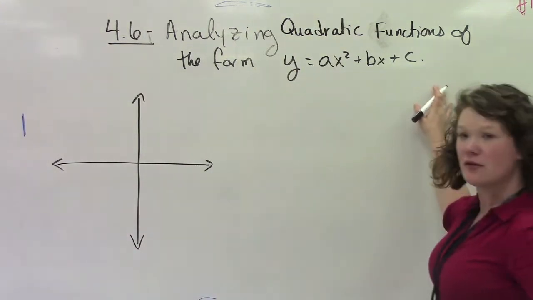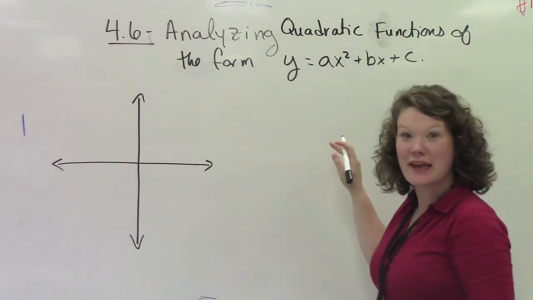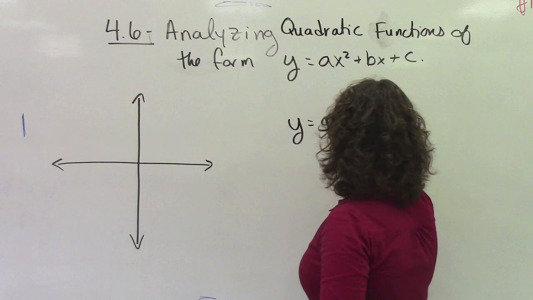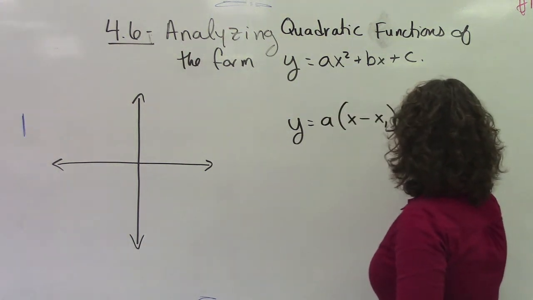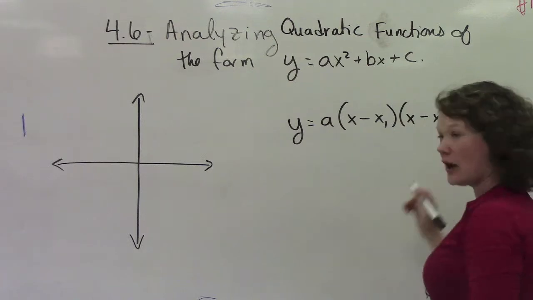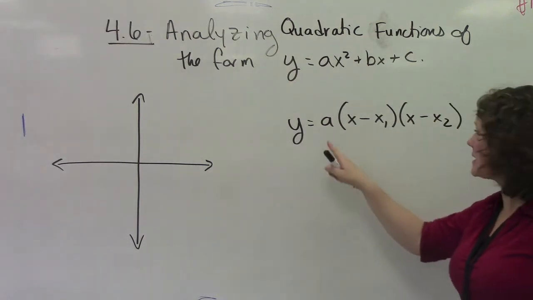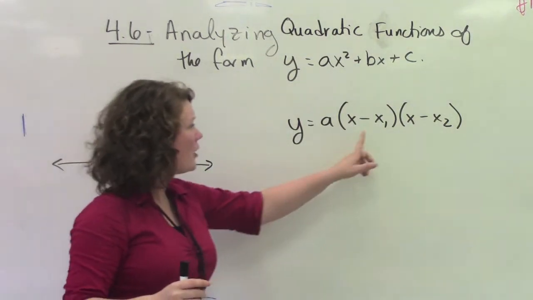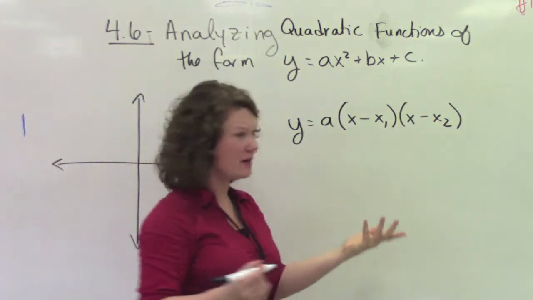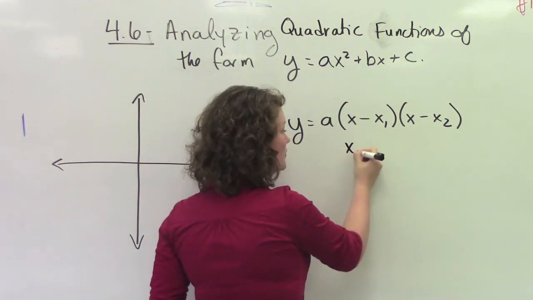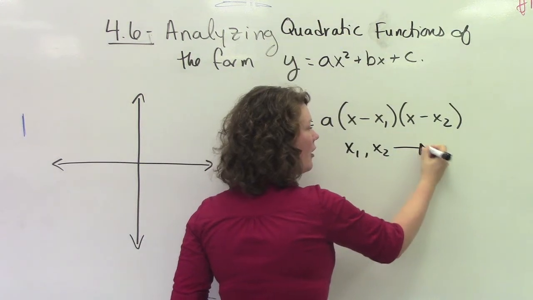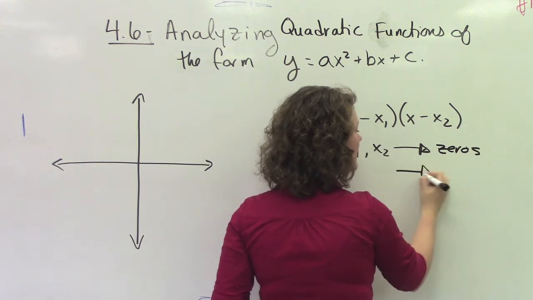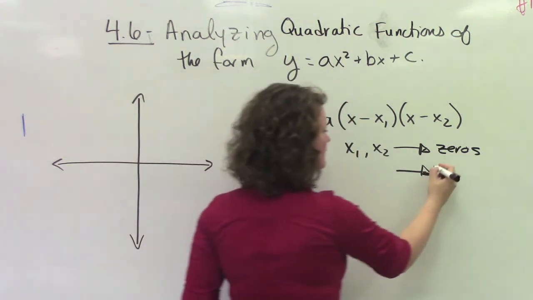So this is the general form, and in general, we can get it to the form y equals a(x minus x1)(x minus x2). We can get it into that factored form. Sometimes the a is out front. What does the a tell us? Again, that's just the stretch factor. What do x1 and x2 tell us? Well, x1 and x2 are the zeros of the function. Or another way that we can say it is they are the x-intercepts.